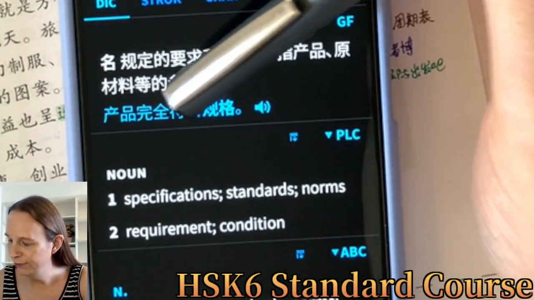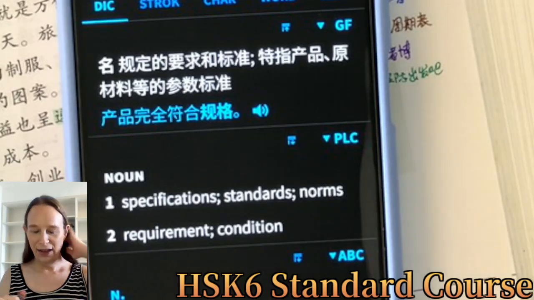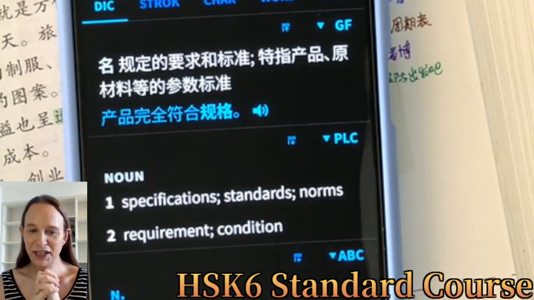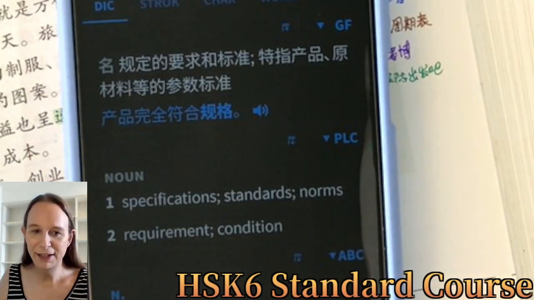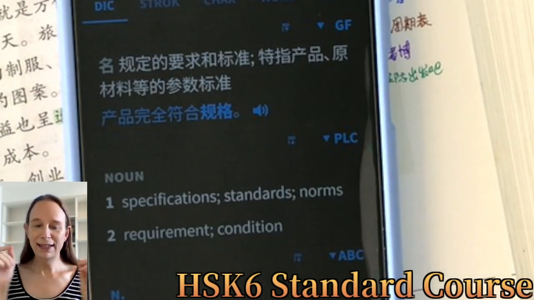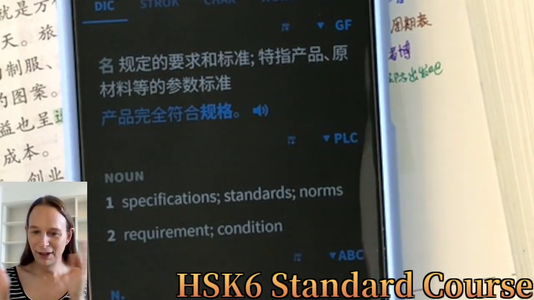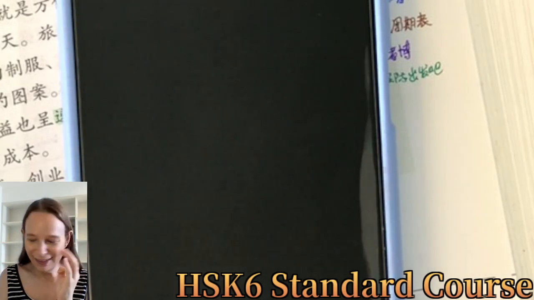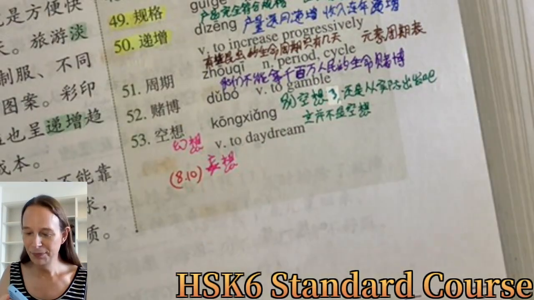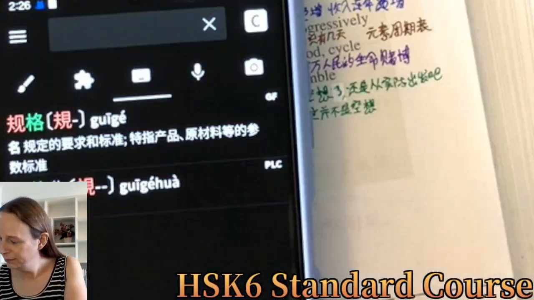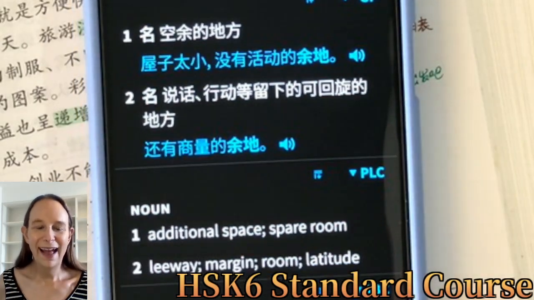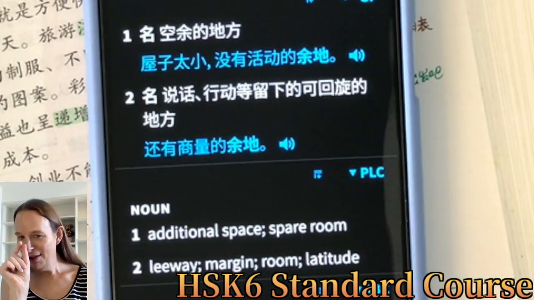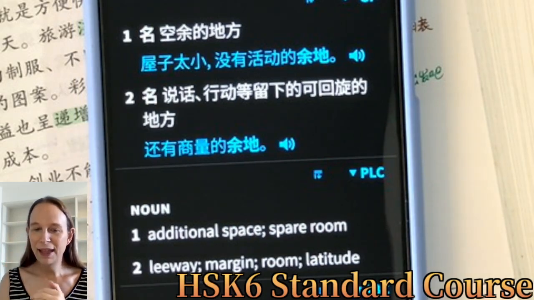产品完全符合规格. Yeah, so you see this in engineering. So you need a product. So, but you can't manufacture it yourself. This product cannot be, there's not much 余地, there's not much leeway or wiggle room. Not much 余地, not much latitude. You need it made, and maybe you have a small tolerance.